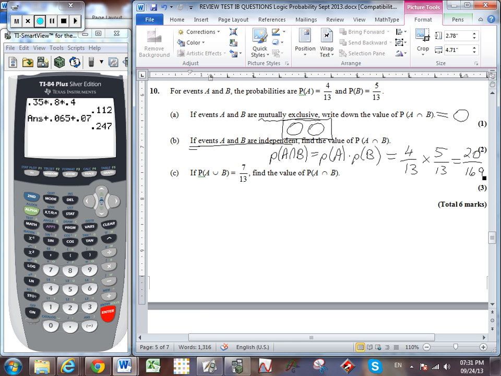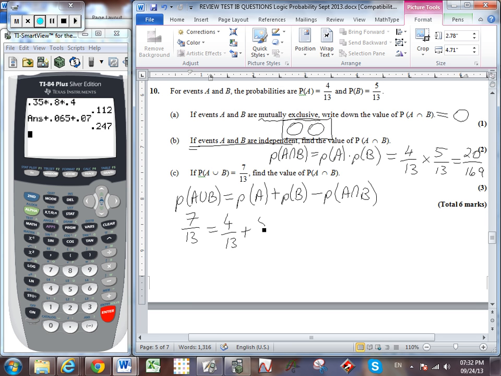And part C, let's suppose that you've been given the OR. If you know the OR, well then we should use the formula, the golden rule, that says that the OR is equal to the sum of the individual probabilities, but minus the possibility of them both being included, so that we don't count this region twice. And so let's substitute now. 7/13 is equal to 4/13 plus 5/13 minus the value that I'm trying to find. You could call it x if you don't want to keep writing it out in full. I'm going to bring this value to the left-hand side where it becomes a positive.